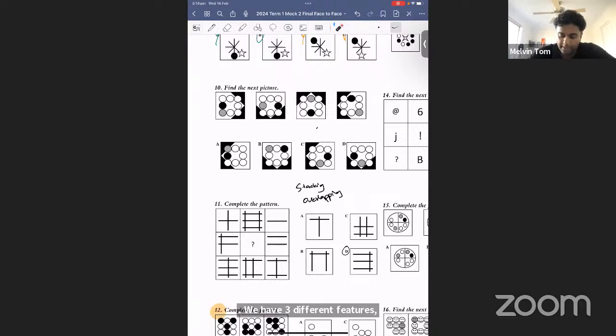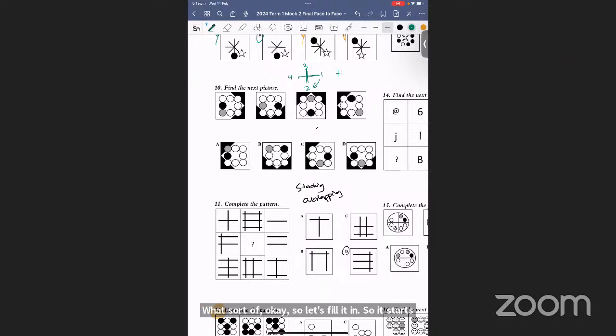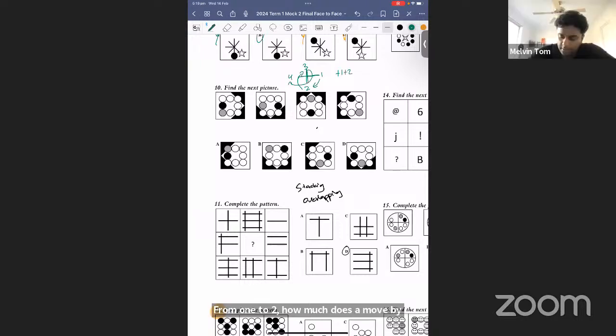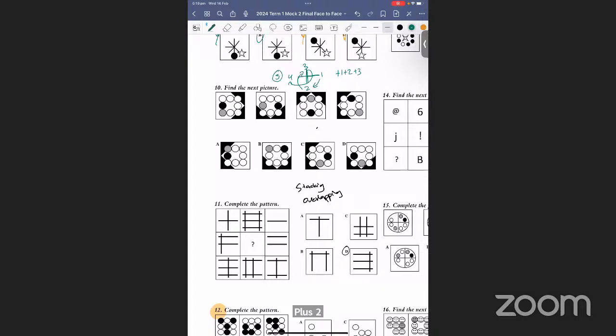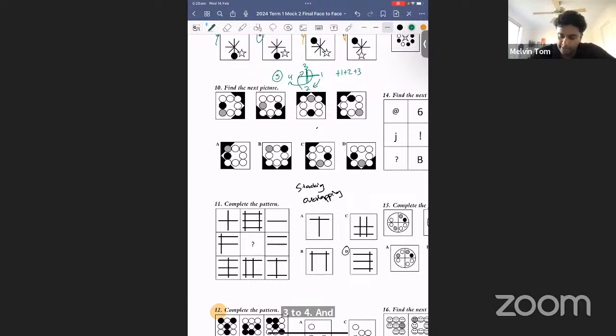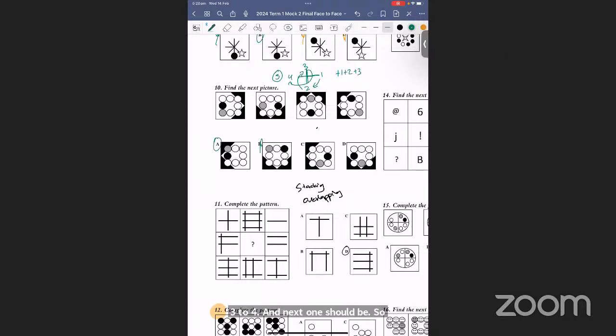So starting with the black arrow, Tia. What sort of, okay, so let's fill it in. So it starts off here, 1, 2, 3, 4. From 1 to 2, how much does it move by? +1, 2 to 3, +2, 3 to 4, +3, and next one should be? +4. So the arrow should stay facing left. Do you agree? Yes. So it has to be A or C.